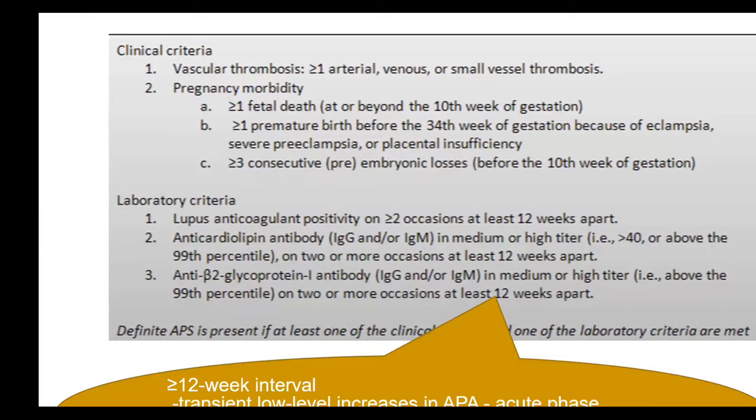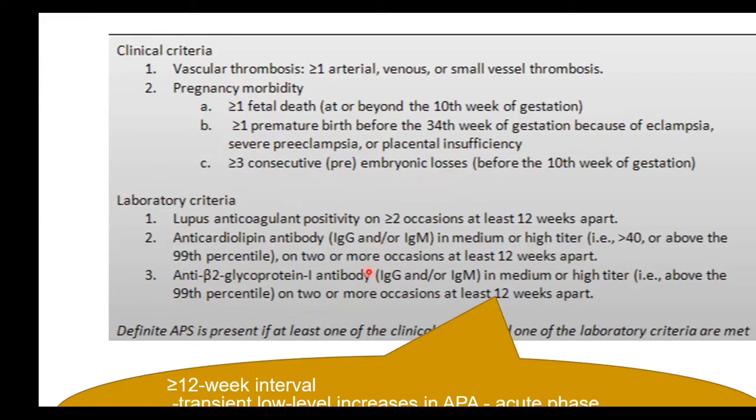For diagnosing APLA, we have clinical criteria and laboratory criteria, and both are important for diagnosis. The patient should have either vascular thrombosis in more than one arterial, venous or small vessel site, or pregnancy morbidity: fetal death or premature birth before 34 weeks, or eclampsia, severe preeclampsia, placental insufficiency, and more than 3 episodes of embryonic loss. So with fetal death beyond 10 weeks and premature birth, you need just one episode to clinically suspect APLA.